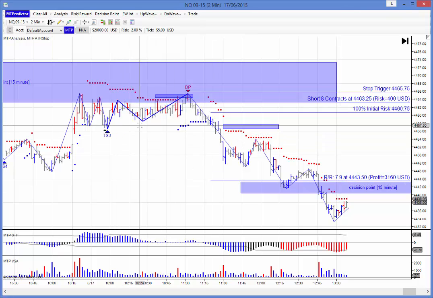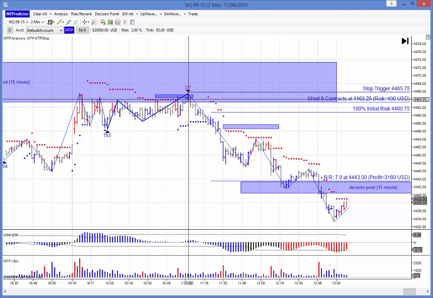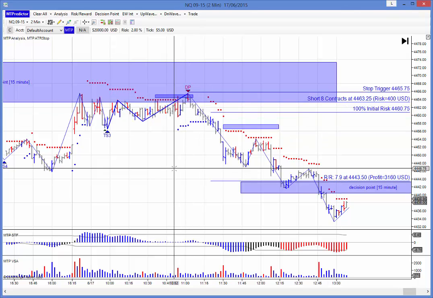These are actually our MTP RT add-ons for NinjaTrader 7, and they give the same analysis capabilities as our standalone software. So a good example of our MTPredictor tools uncovering a very, very nice short sell setup on the NASDAQ yesterday.